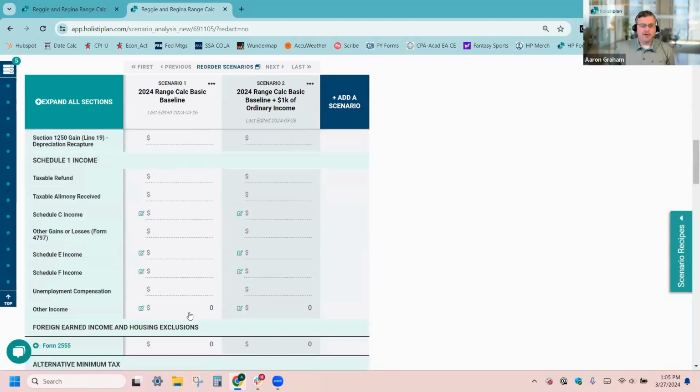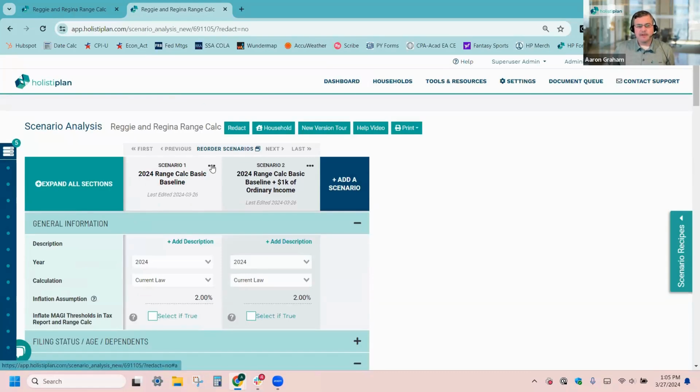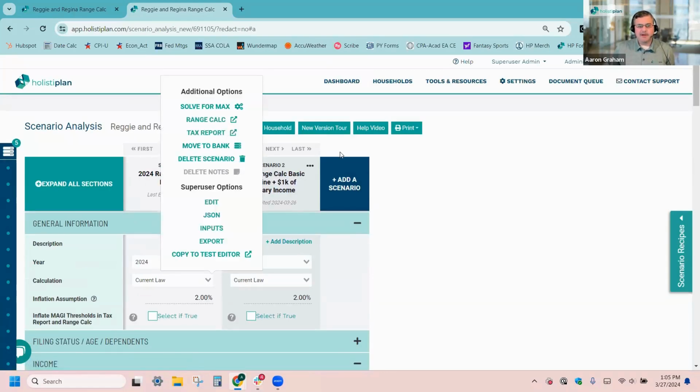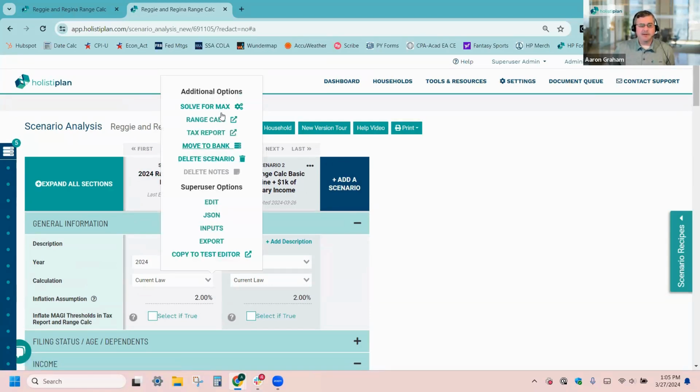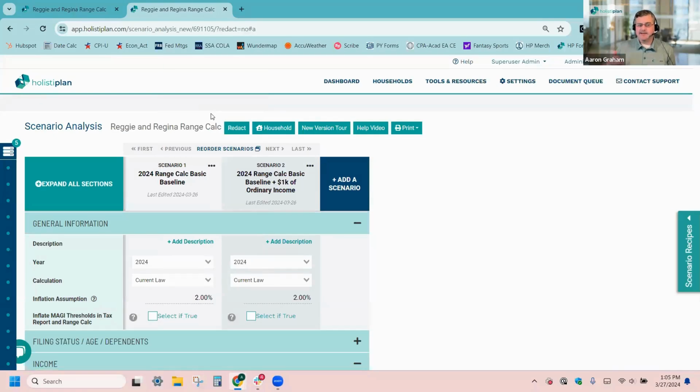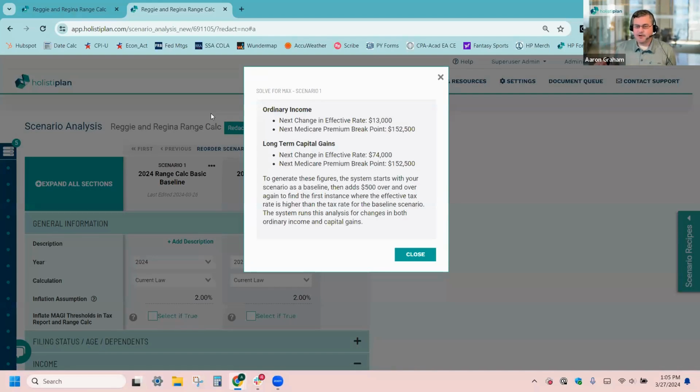So now we're going to run Range Calc. So how do we run Range Calc? It's in here under the three dots. If you click on these three dots to the right of scenario title, you'll see the available tools. These are internal options, so pay no attention to the man behind the curtain here beneath that line. But if you look up here, you will see Solve for Max. Solve for Max is kind of the easy button, which is an alternative to Range Calc.